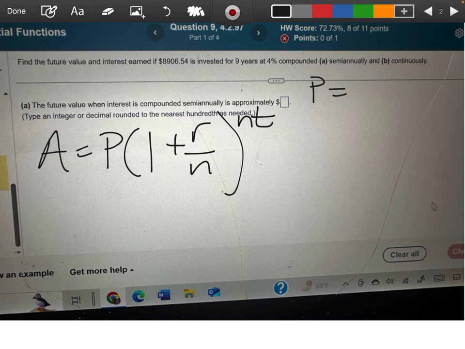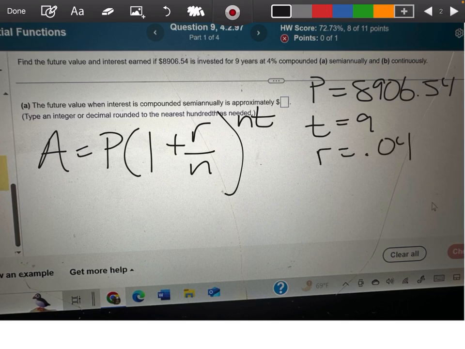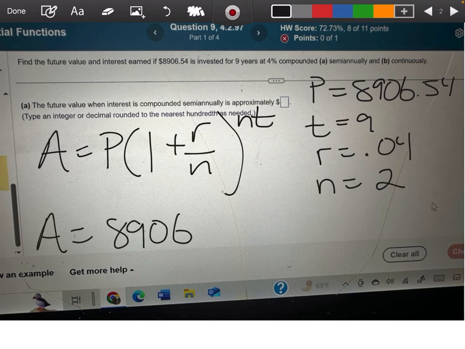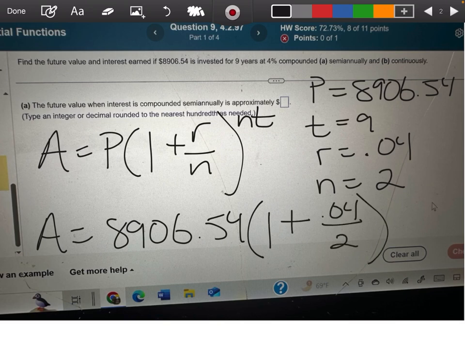All right, my principal, that's the amount of money that we got in the bank, $8,906.54. Okay, my time is going to be 9 years. My interest rate is 4%, as a decimal, 0.04. And our N, semi-annually, means we're going to compound it twice a year. So y'all, what I'm going to do here, I'm going to type in 8906.54, and then 1 plus 0.04 divided by 2, raised to the power 2 times 9.